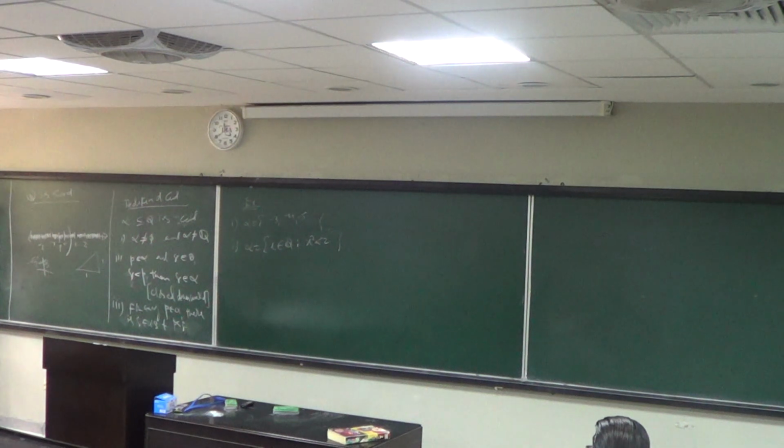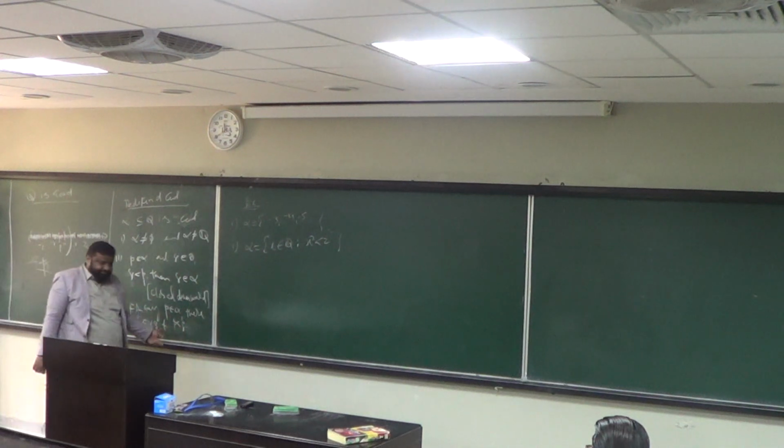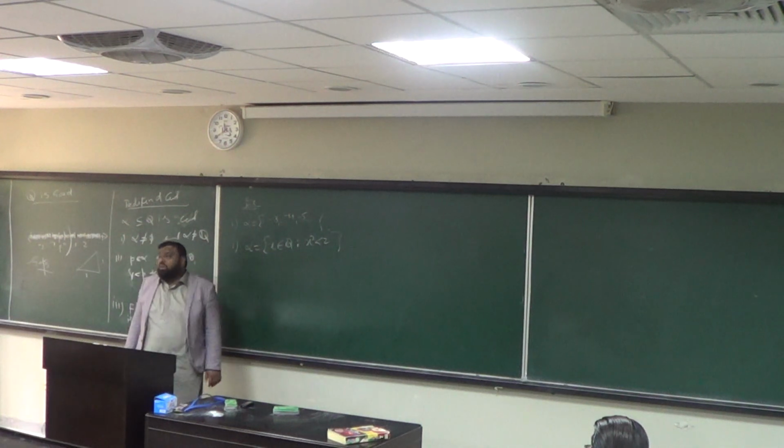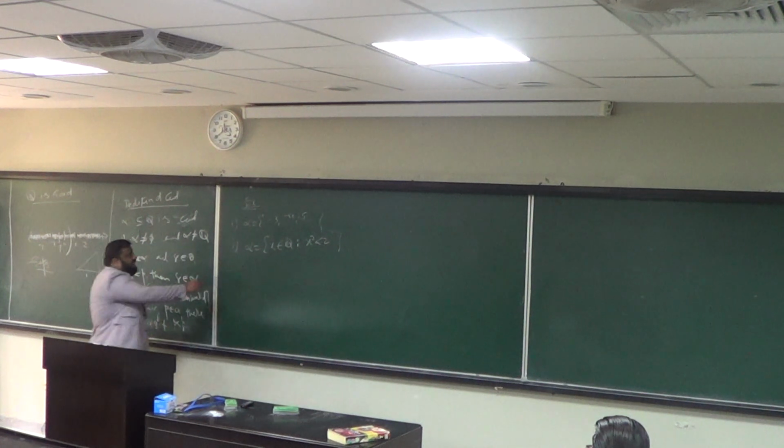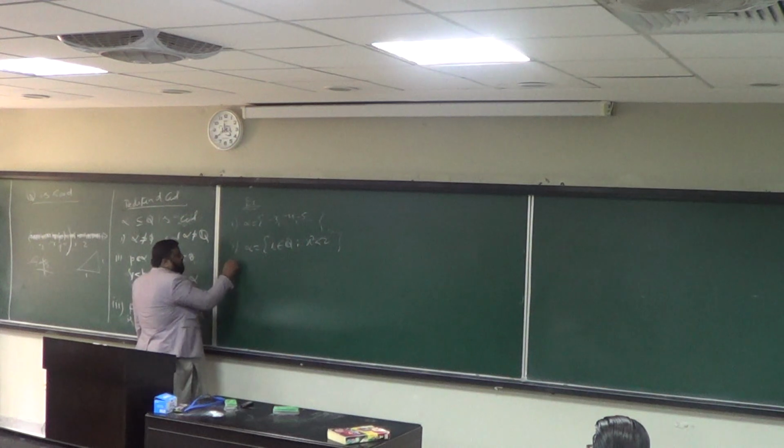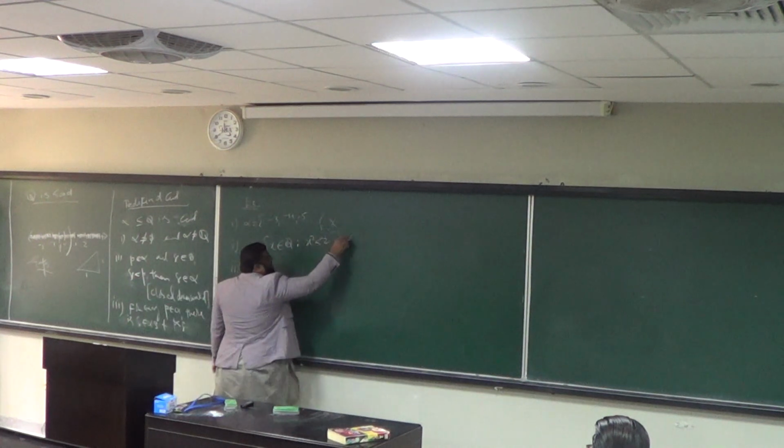Why is it not a cut? Because we can find a Q that is not in it. It's not closed downwards. That's the second example. So that's not a cut.